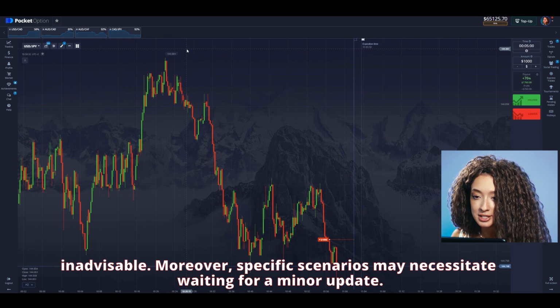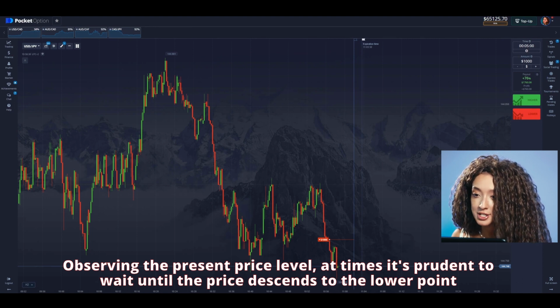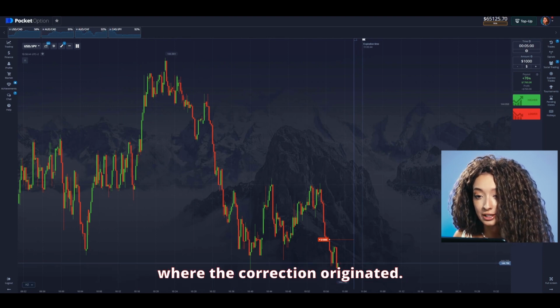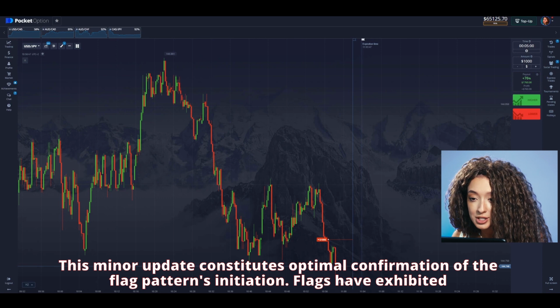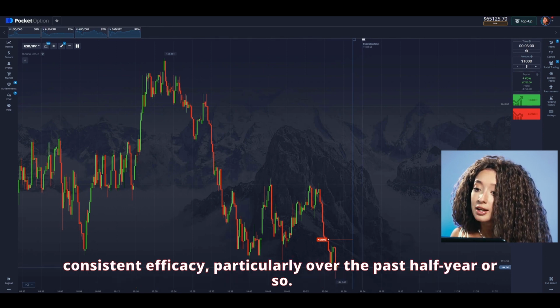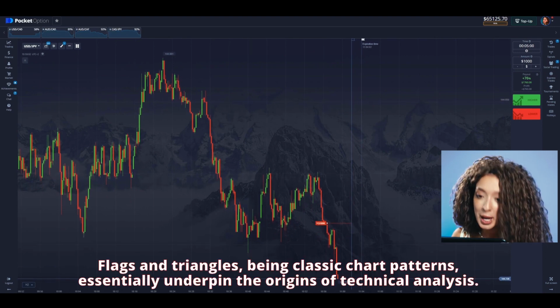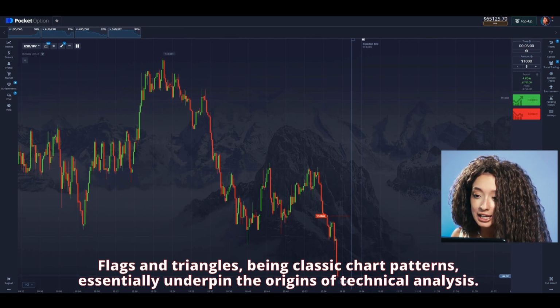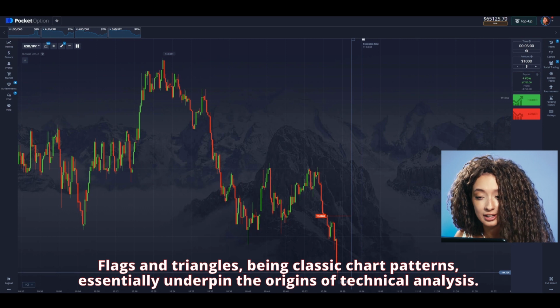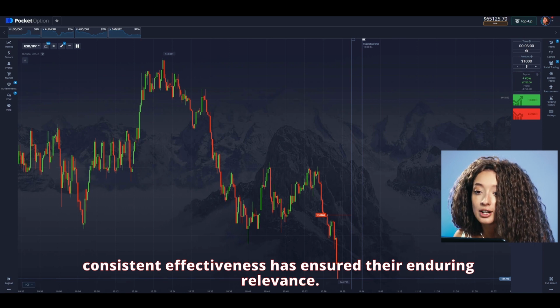Moreover, a specific scenario may necessitate waiting for a minor update. Observing the present price level, at times it is prudent to wait until the price descends to the lower point where the correction originated. This mirror update constitutes optimal confirmation of the flag pattern's initiation. Flags have exhibited consistent efficacy, particularly over the past half year. Flags and ranges, being classic chart patterns, essentially underpin the original technical analysis. Their consistent effectiveness has ensured their enduring relevance.